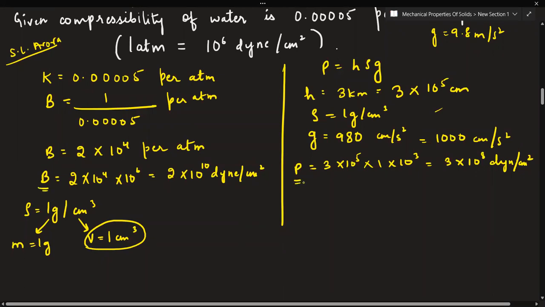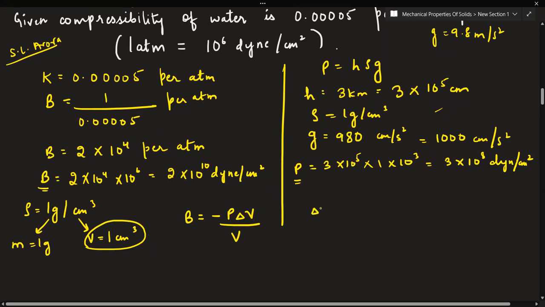We have P with us. What is one thing missing from the bulk modulus formula? The bulk modulus formula is minus P delta V by V. So we have V with us, we have P with us. Is delta V missing? Yes. Okay, so let us calculate delta V from all the data available.